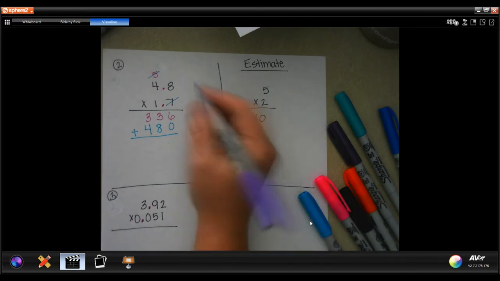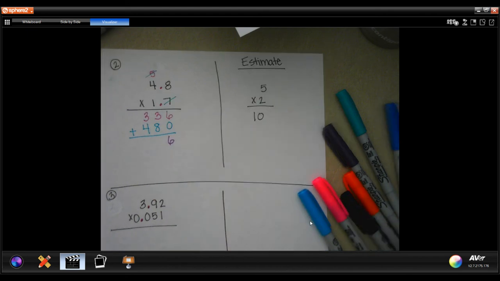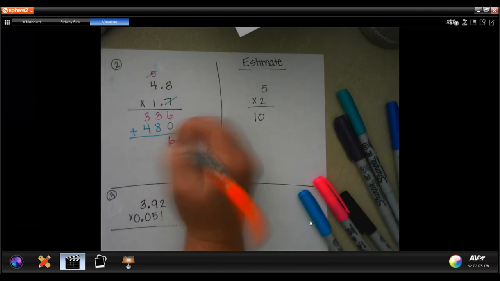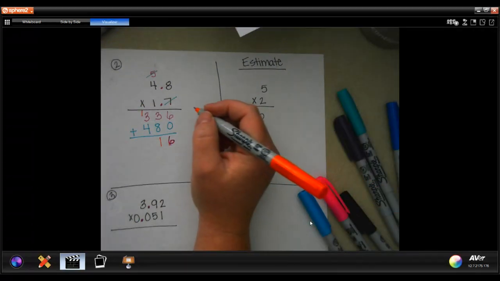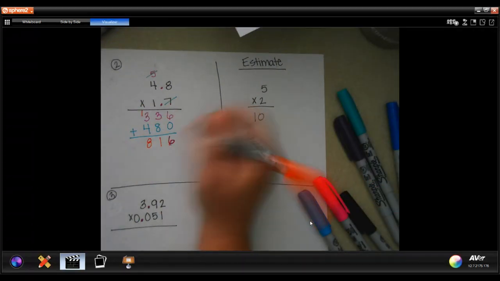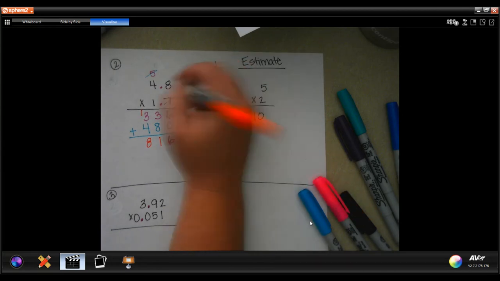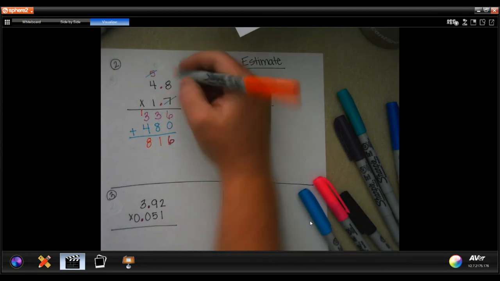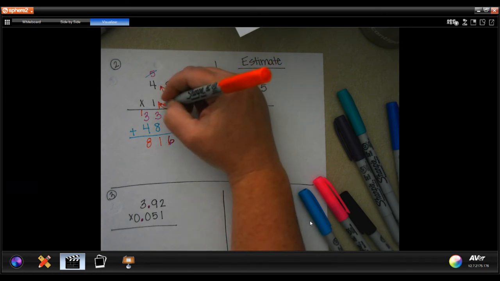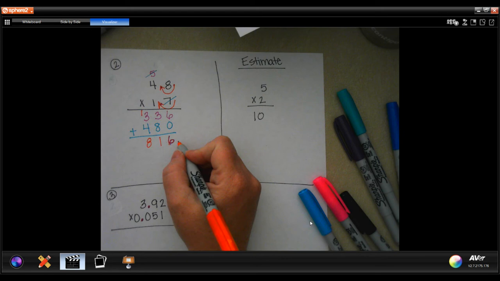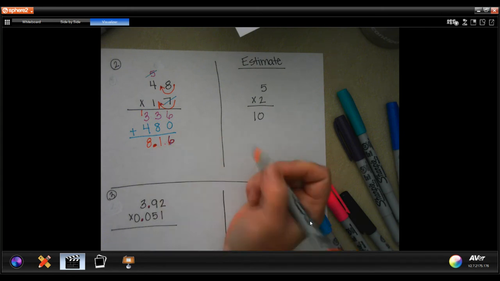I'm going to grab another color. So 6 plus 0 is 6. So now 6. 3 plus 8 is 11. Carry that 1. 1 plus 3 is 4, and another 4, 8. So now is when I'm going to go in and take care of my decimal. So in the problem, it went in 1, 2 times. So when I come down here to the final answer, it's going to go in 1, 2 times. That's where my decimal goes.